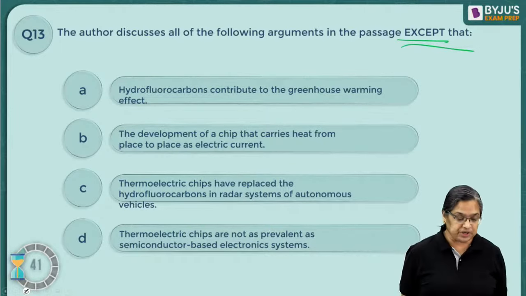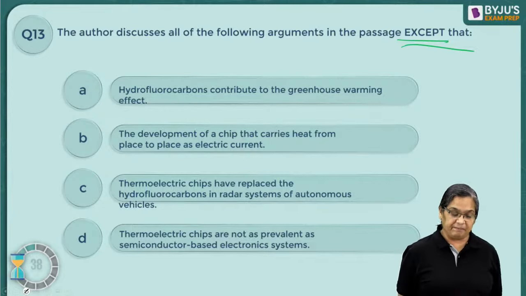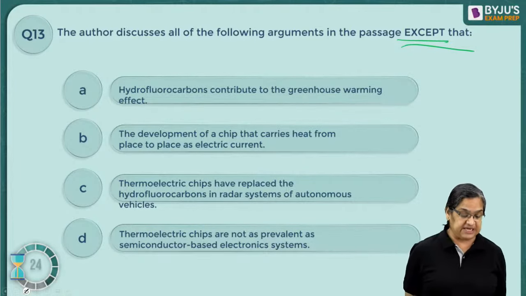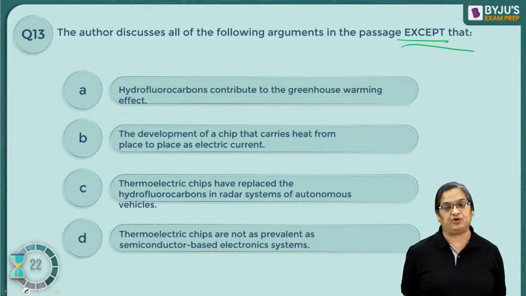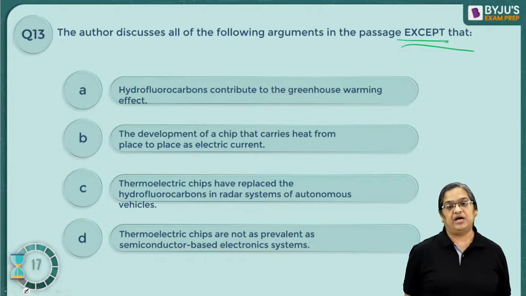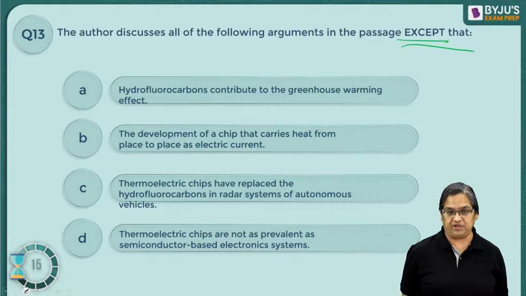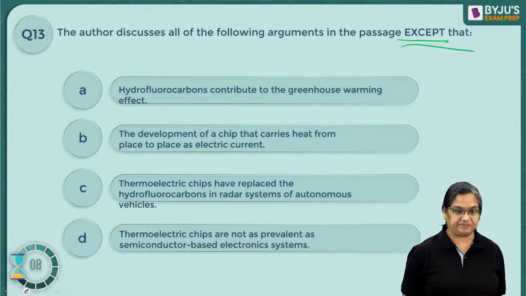Hydrofluorocarbons contribute to the greenhouse warming effect. The development of a chip that carries heat from place to place as electric current. Thermoelectric chips have replaced hydrofluorocarbons in radar systems of autonomous vehicles. Thermoelectric chips are not as prevalent as some semiconductor-based electronic systems. Which one argument or statement has not been mentioned in the passage or has not been mentioned in the form it is given in the answer option?